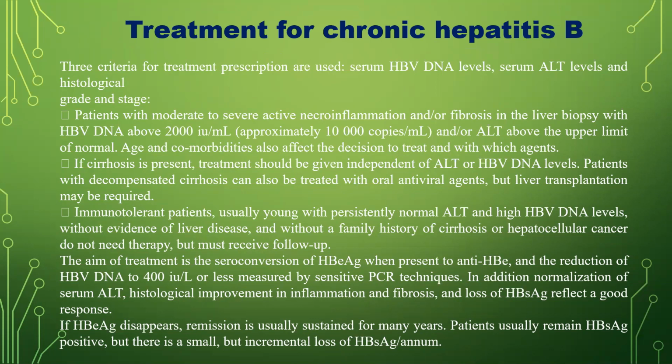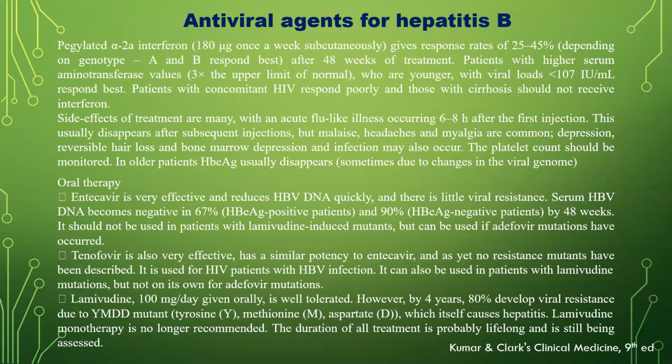Patients usually remain HB surface antigen positive, but there is a small but incremental loss of this antigen in the blood per annum. What kind of antiviral agents or medication can we use for treatment of chronic infection of hepatitis B? Usually, pegylated alpha interferon gives a response of around 45% after 48 weeks of treatment, and it's the most widely used antiviral agent.